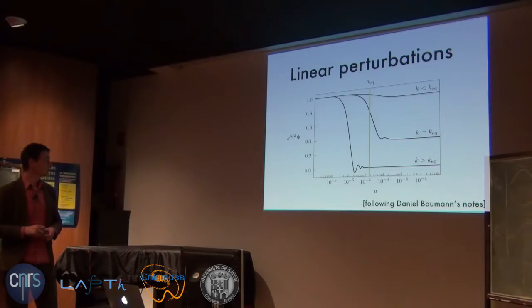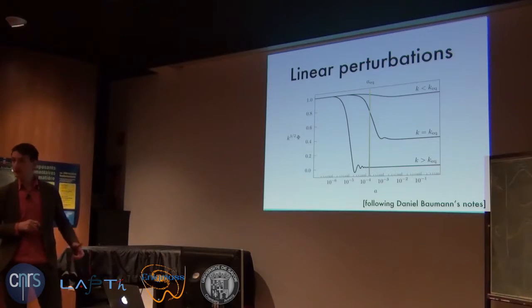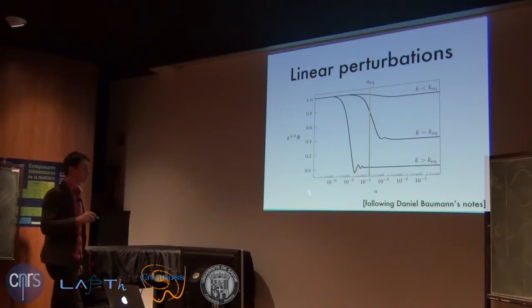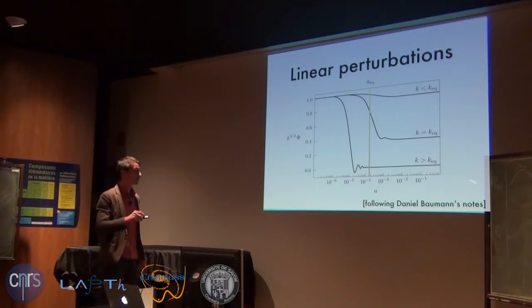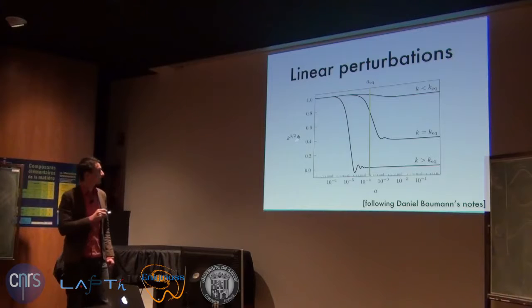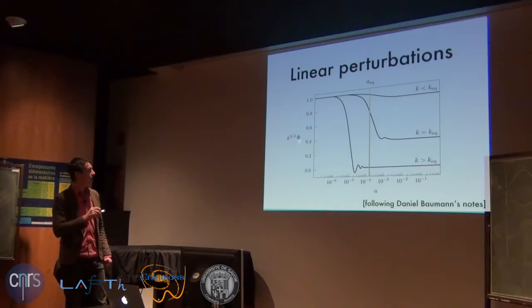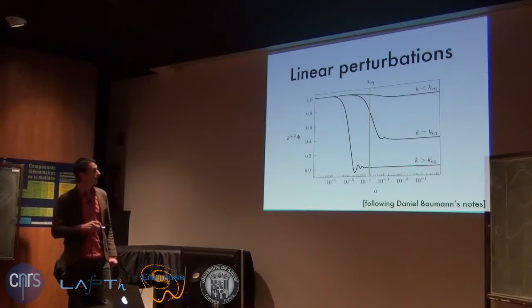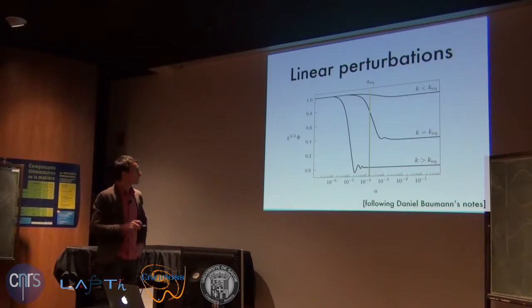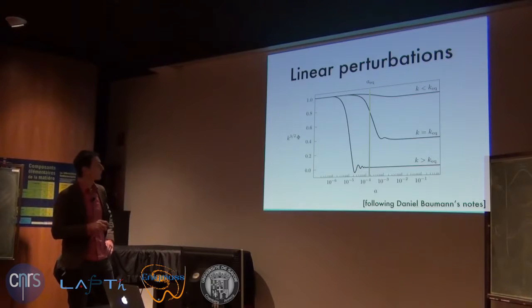Okay. Here we have a slide that shows the evolution of the gravitational potential in Fourier space for 3 different wave numbers. On the horizontal axis we have the scale factor, which is related to 1 over the redshift. So small scale factor is a tiny universe, a very high redshift. Large scale factor is close to today. The scale factor is actually equal to 1 today. And on the vertical axis we have some rescaling times the gravitational potential.